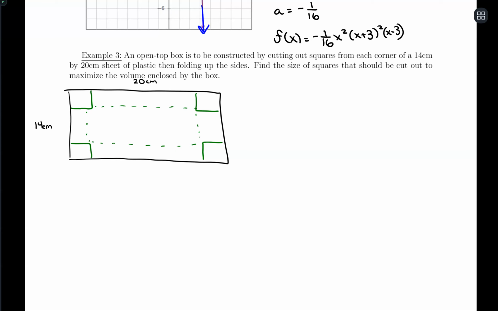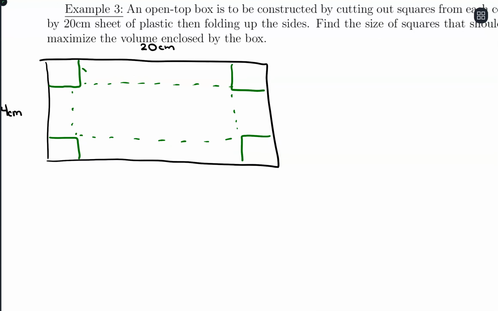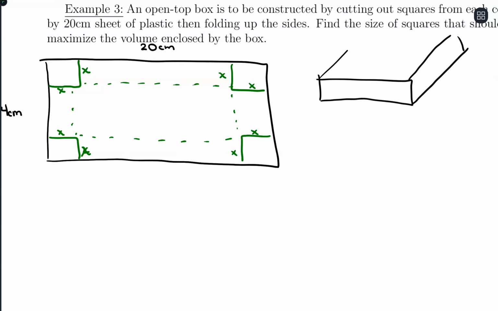So what we're going to do is call the side of the square x, because we don't know what that is. And that's occurring all over the place. x, x, x, x, x. Okay, so when we fold up this box, I'm just going to draw a little picture of the box when it's folded up. And it's going to be open on top.